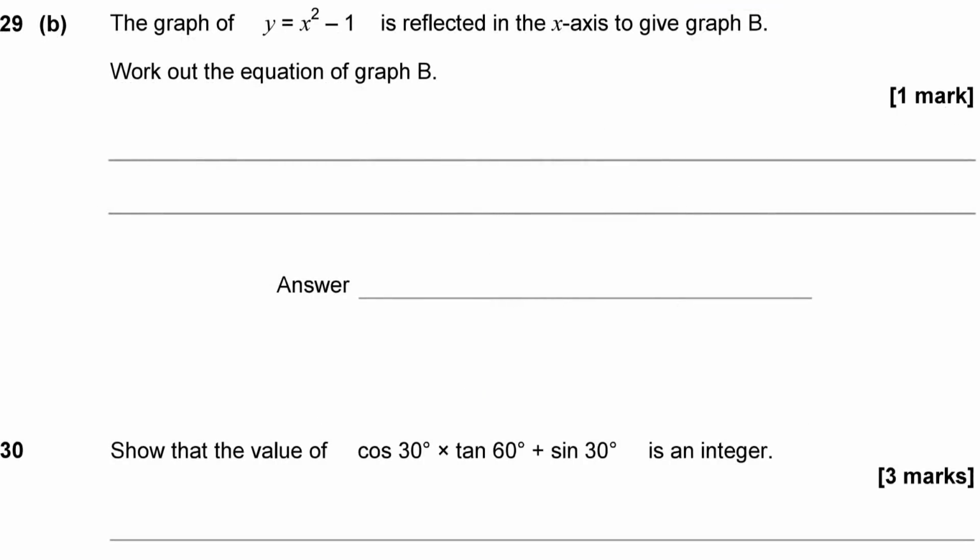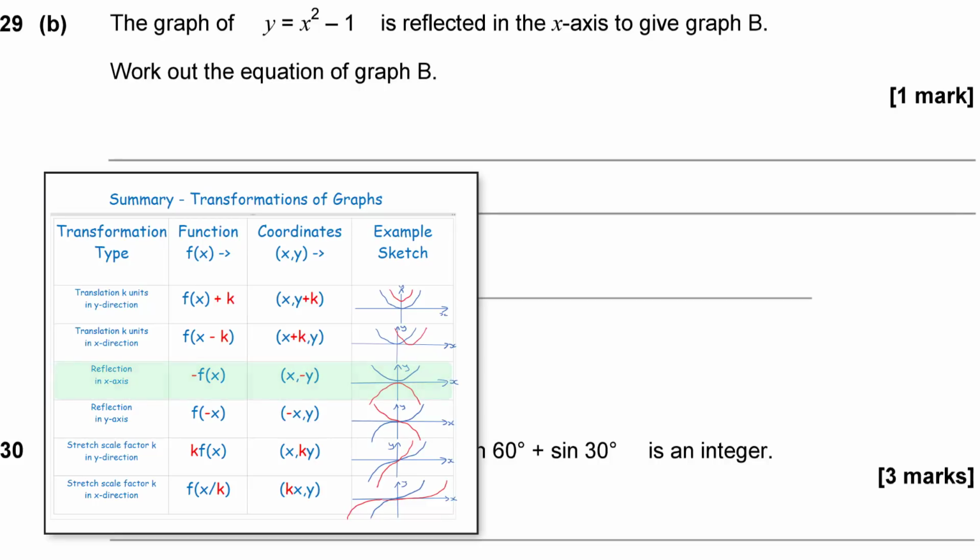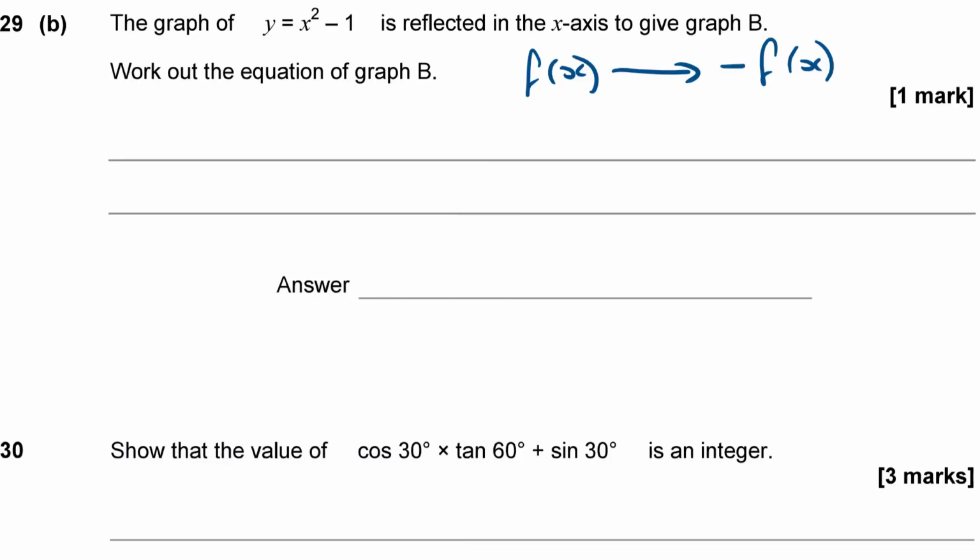Part B says the graph of y equals x squared minus 1 is reflected in the x-axis to give graph B. Work out the equation of graph B. Okay, so when we reflect in the x-axis, our equation f of x becomes minus f of x. Okay, so when you reflect in the x-axis, the y value will switch signs, won't it? So it's minus f of x. So work out the equation of graph B then.